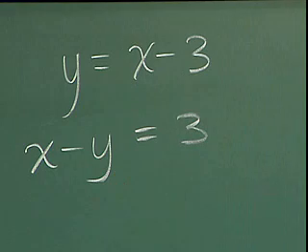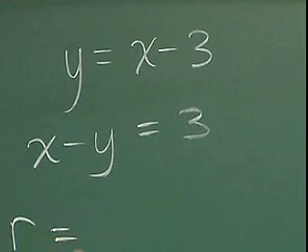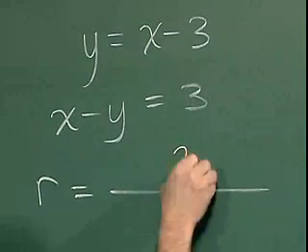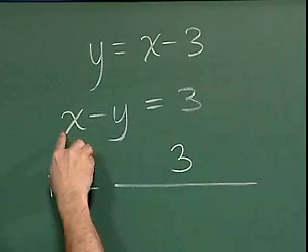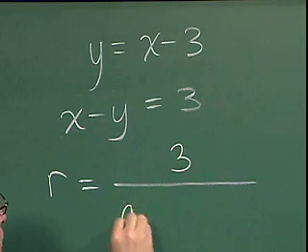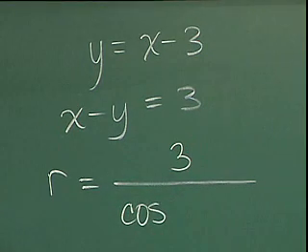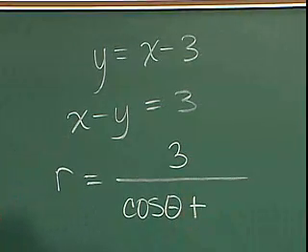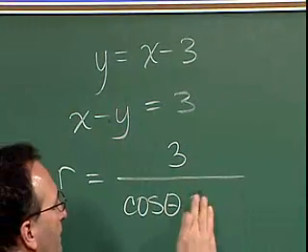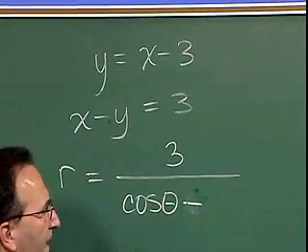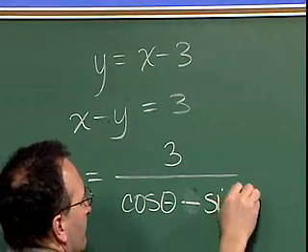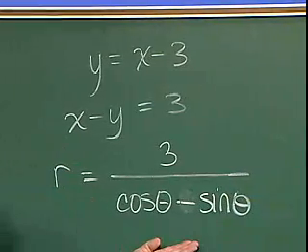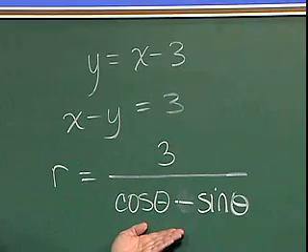So I plug that into my formula for a linear equation, which is r equals c, which is 3, over a, which is 1, times the cosine of my angle theta, plus b, well, b is -1, so let's just change it now to negative sine of theta. And that is my polar form for the straight line.